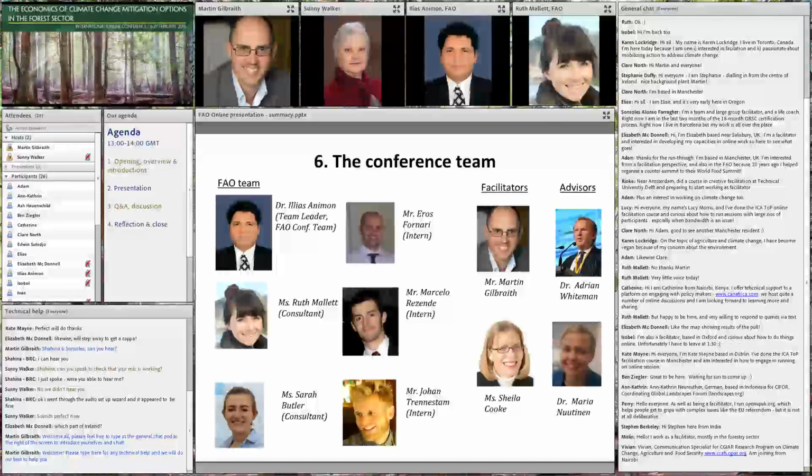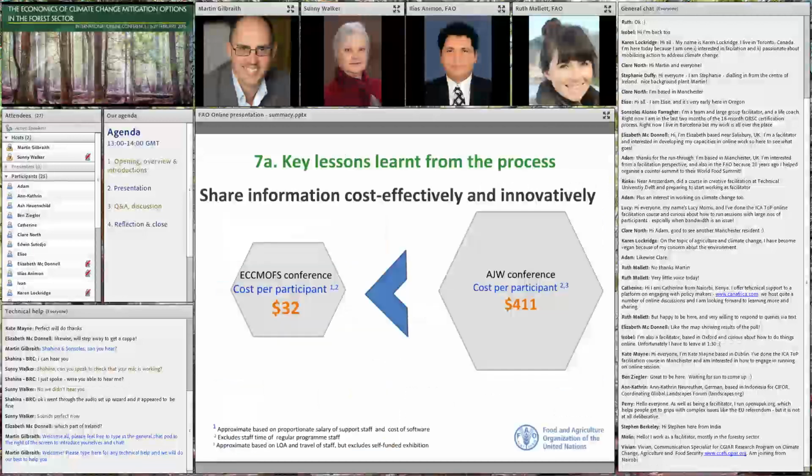Adrian Whiteman and Maria Nuutinen were both enrolled by the FAO team from within FAO as advisors to the conference. Adrian Whiteman, I think, was director of FAO Forestry. Maybe Illias or Ruth will correct me on that. And Maria had been involved in a number of other online processes using Adobe Connect within FAO. So some of the lessons that were learned from the conference, and I hope Illias or Ruth may be able to add to these or to clarify.